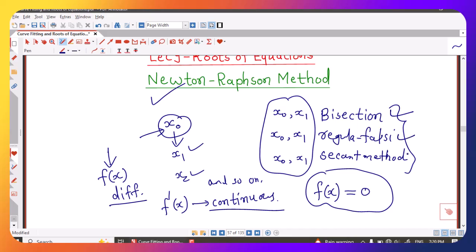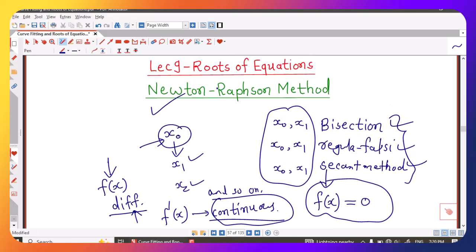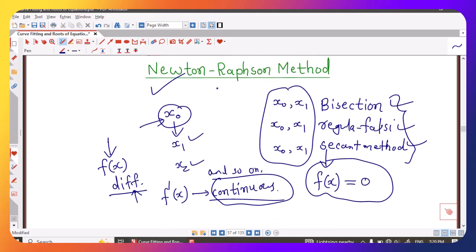In all the other methods it is not required that the function in the equation f(x) equal to 0 is differentiable and its derivative is continuous. But in Newton-Raphson method, if our function is not differentiable and its derivative is not continuous, then we cannot apply Newton-Raphson method. So that we can consider as a limitation of Newton-Raphson method also.